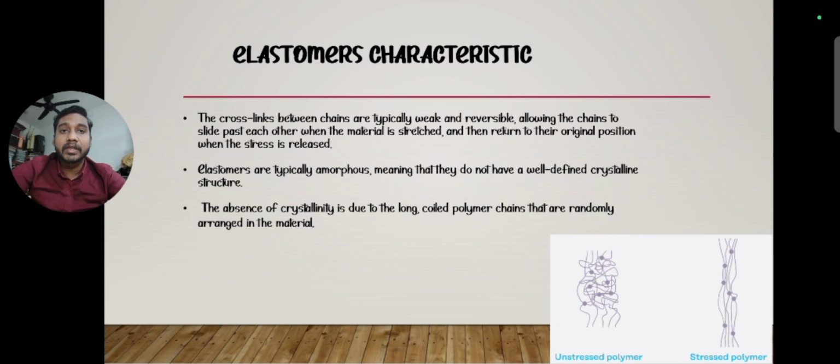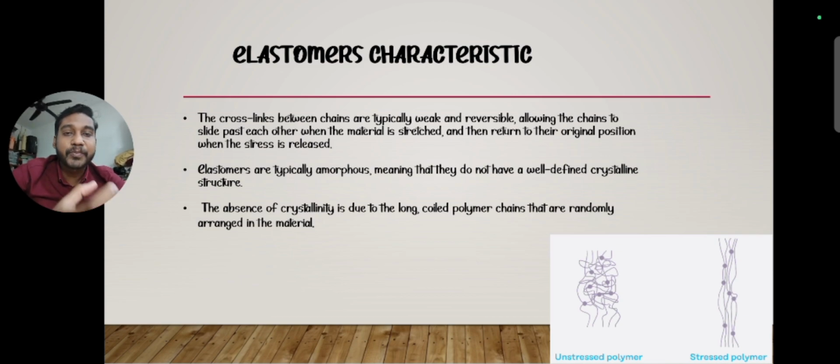Another characteristic is that the chain bonds are typically weak and reversible, allowing the chains to slide past each other when the material is stretched, and then it returns to the original position when the stress is released. Elastomers are typically amorphous, meaning that they do not have a well-defined crystalline structure. The absence of crystallinity is due to the long coiled polymer chains that are randomly arranged in the material, and we can see the image below.